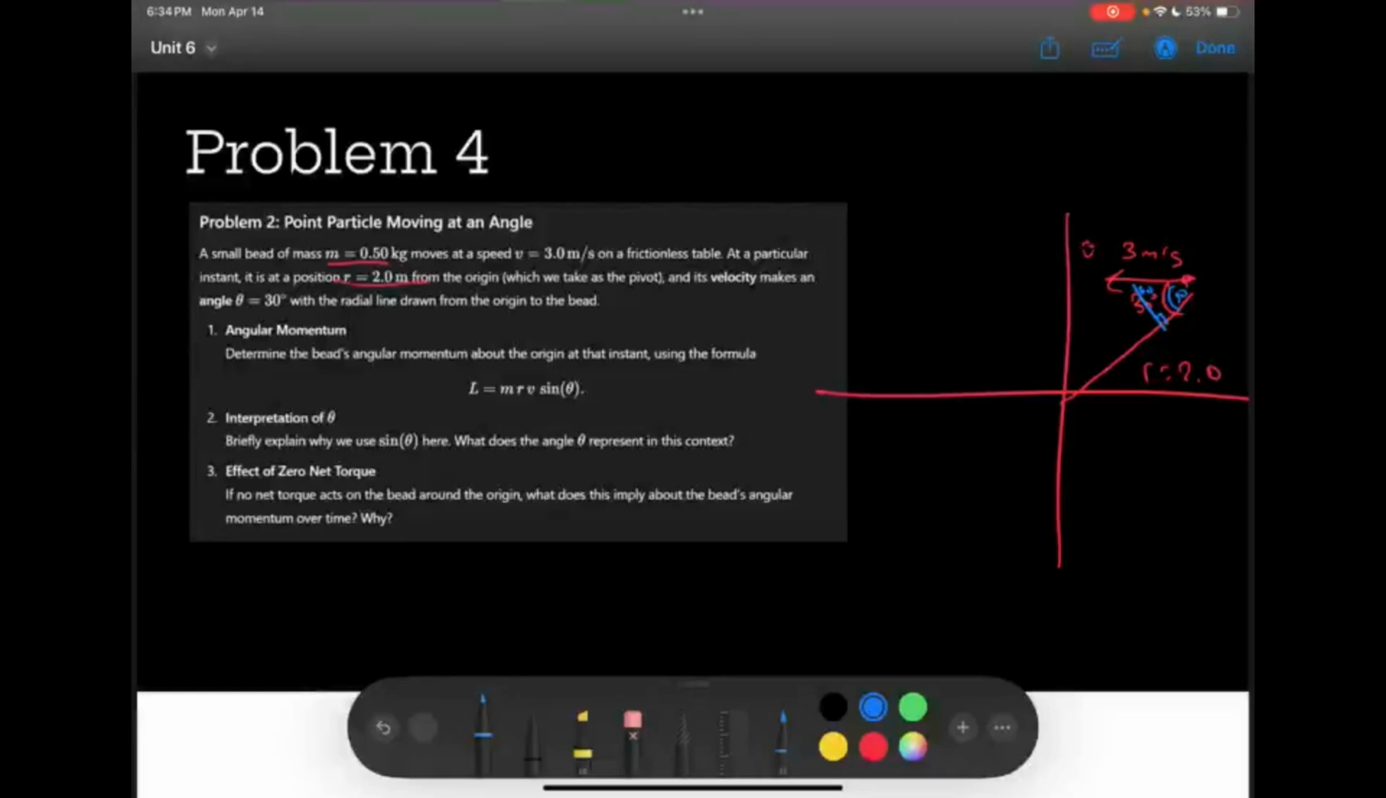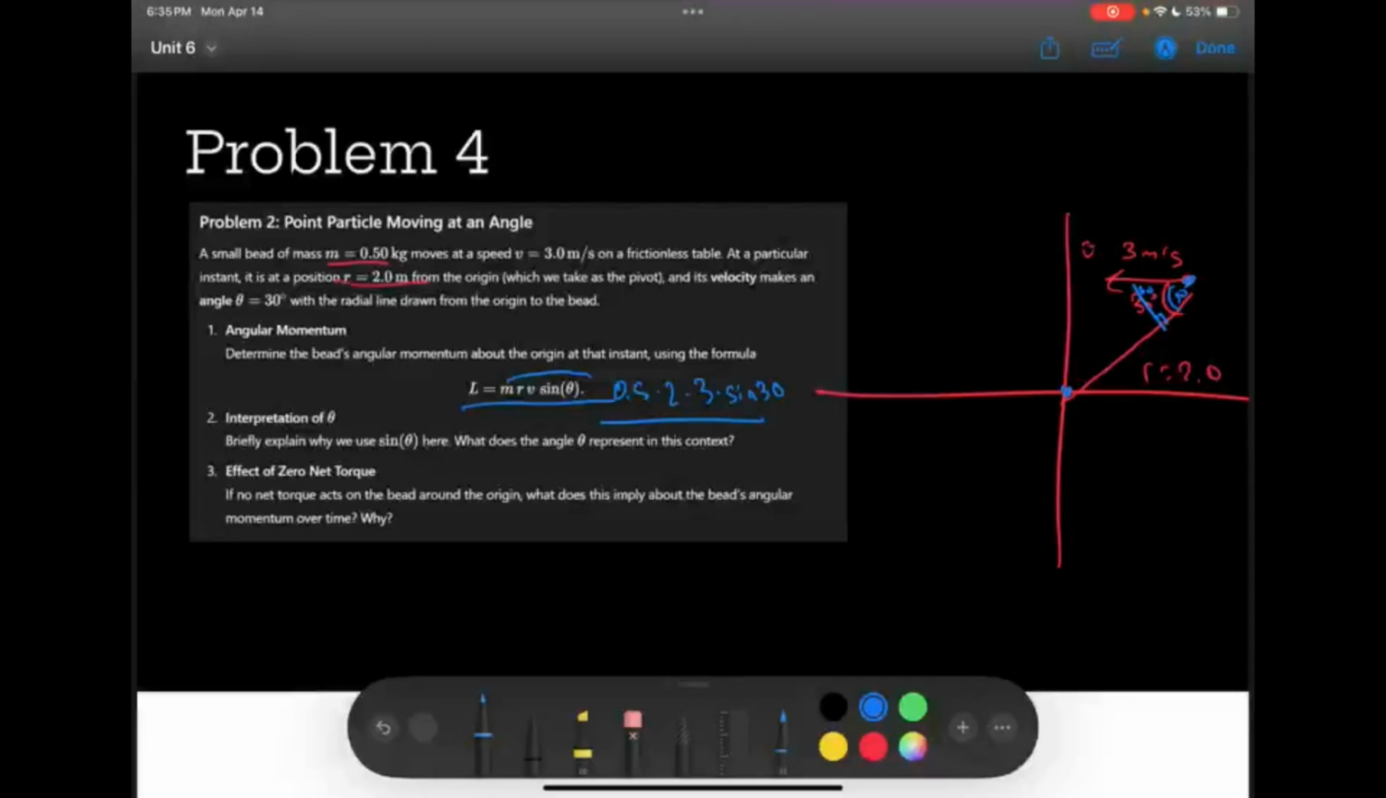But first, let's just use the formula to determine the bead's angular momentum. We have all these quantities, so you just multiply it out. It's just 0.5 times 2 times 3 times sine 30, which is 1/2. So that you can do pretty easily. So you can get its angular momentum about this origin. But what does that really mean, right?